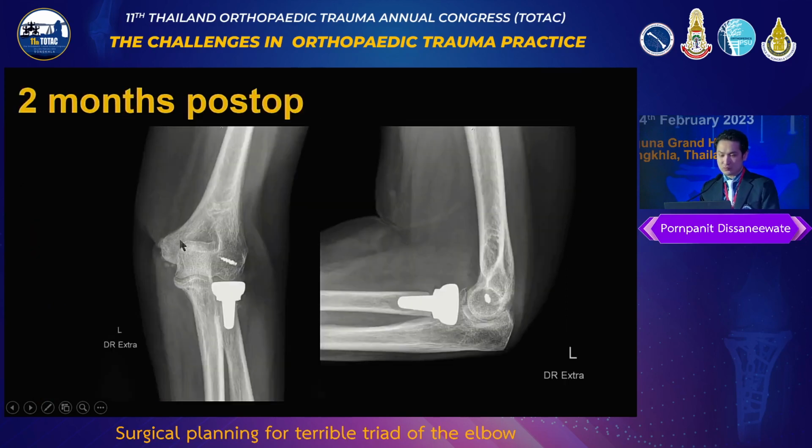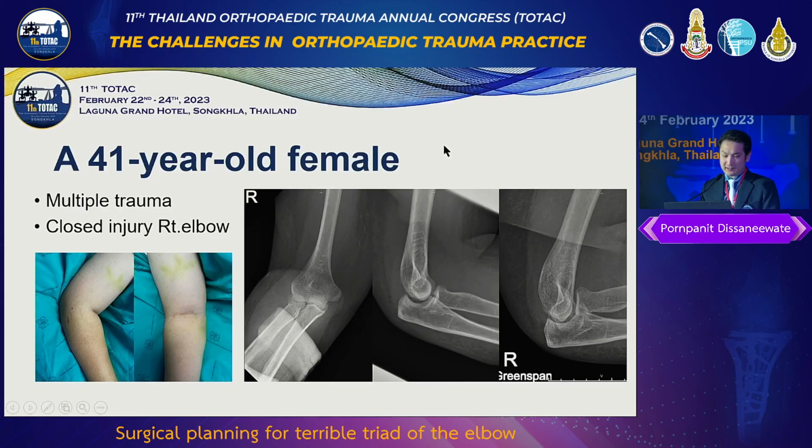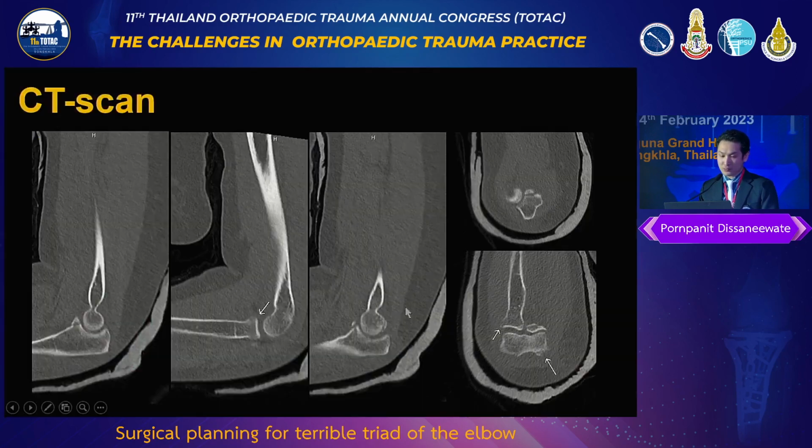So this is 2 months post-operatively. The joint is quite good. Another case is a multiple trauma patient, a 41-year-old female with an elbow injury. You can see the coronoid fracture here and also subluxation of the elbow.